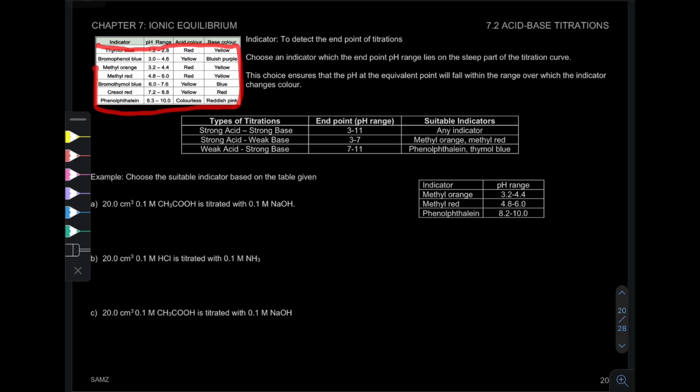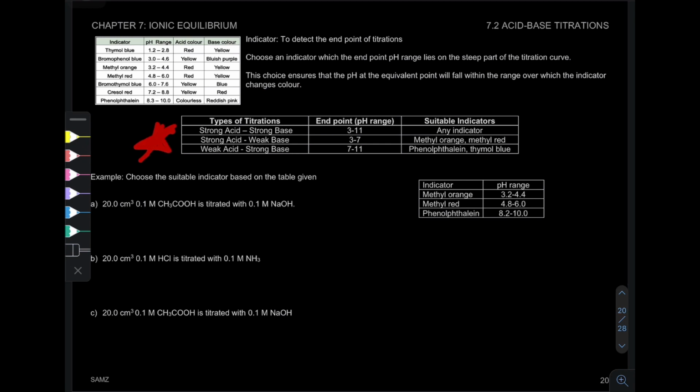Ada banyak. But actually how to choose which indicator is used for which experiment is actually you have to look at your pH range. Okay, so the pH range tu, it must be on the steep line, which means we're gonna look at our endpoint lah. Choose an indicator which the endpoint lies on the steep part. So kita tengok kena depends on endpoint. So this choice will ensure that the pH at the equivalent point will fall within the range over which the indicator changes color.